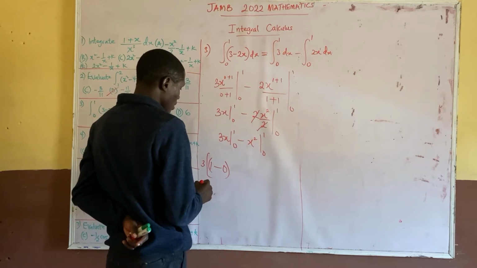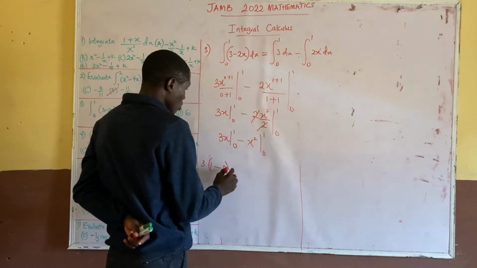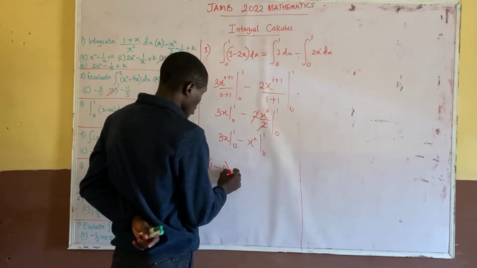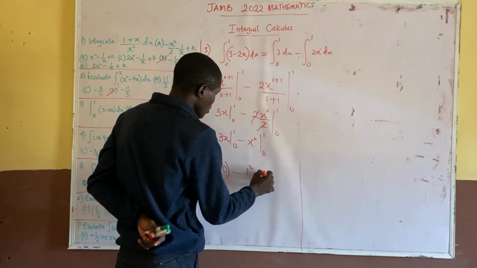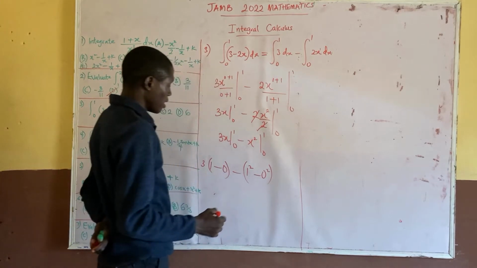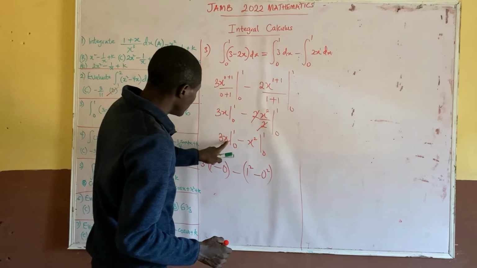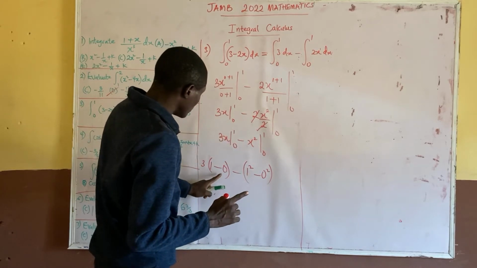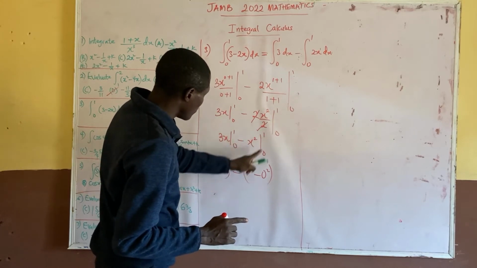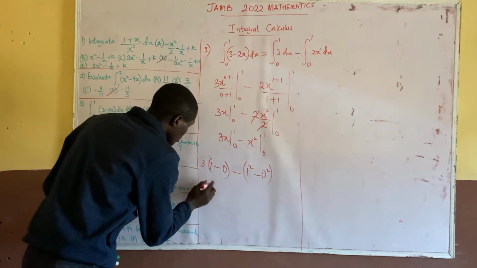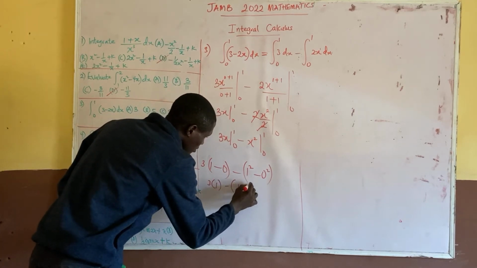So the brackets like that. 3 into bracket, 1 minus 0, minus, you put 1 here, it's 1 square minus 0 square. Make sure you put that one also in bracket. So you open bracket, 3 into bracket, the upper boundary is 1 minus 0, minus x square, you open bracket, 1 is the upper boundary, 1 square minus 0 square. So we have 3 into bracket 1 minus 0.